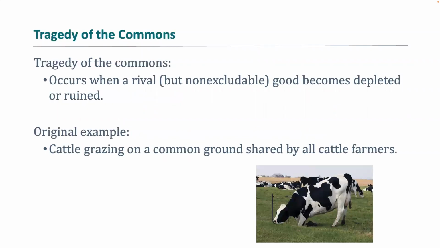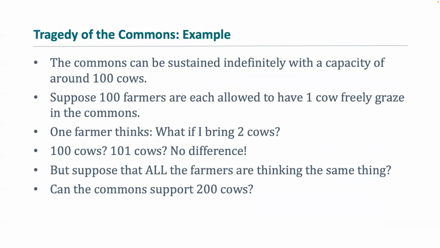Tragedy of the commons occurs when a rival but non-excludable good becomes depleted or ruined. A good example of this is cattle grazing on common ground that's shared by all cattle farmers. Another example is a commons that can be sustained indefinitely with a capacity of around 100 cows. So we're looking at a tragedy of the commons example.